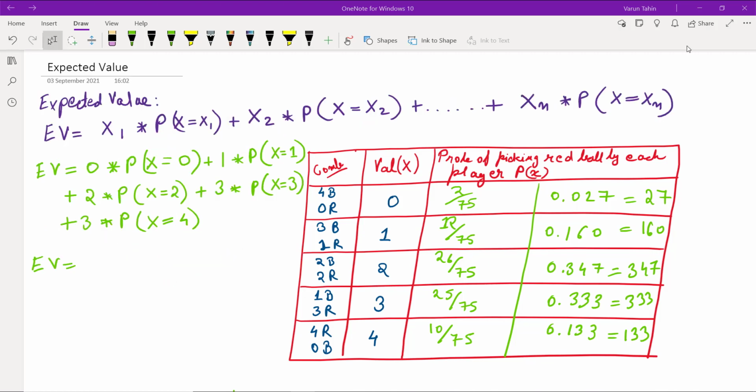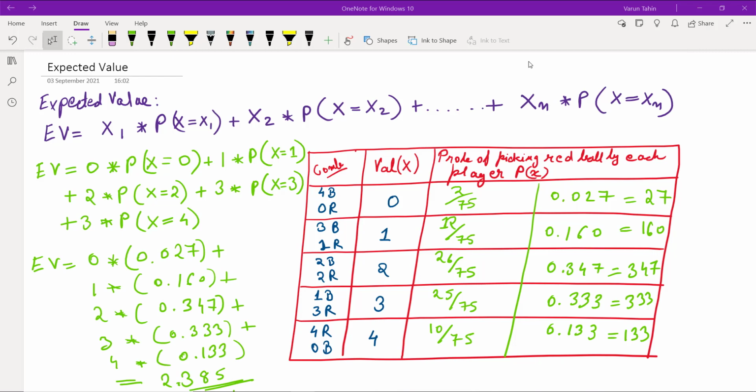Now that we know the expected value formula, we'll substitute the values for the corresponding x and their respective values for the probability of x. So the equation becomes 0 into probability of x of 0, plus 1 into probability of x of 1, plus 2 into probability of x of 2, plus 3 into probability of x of 3, plus 3 into probability of x of 4. Now we'll substitute the various probabilities.